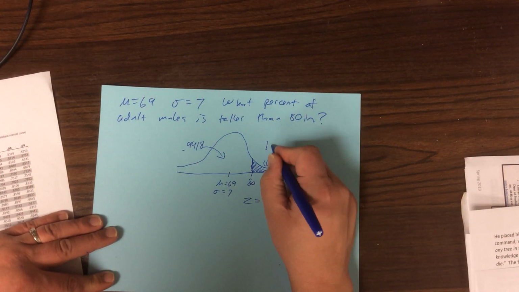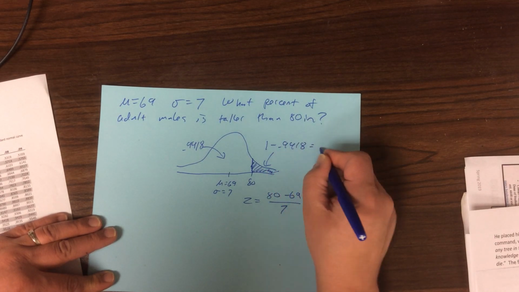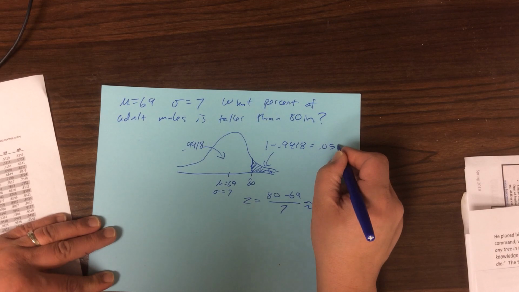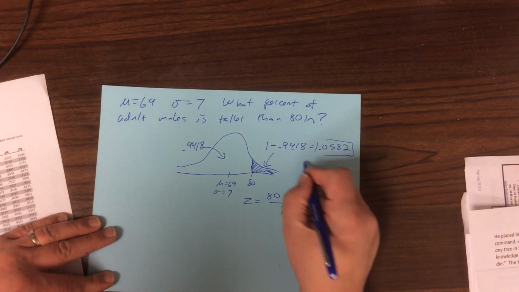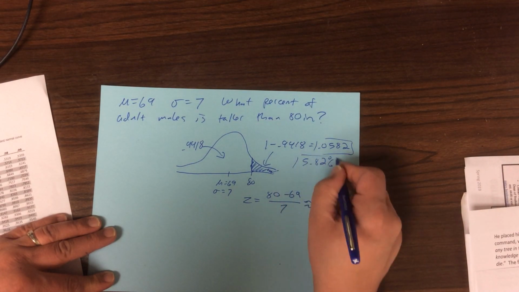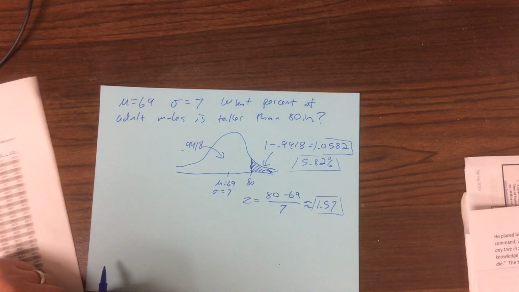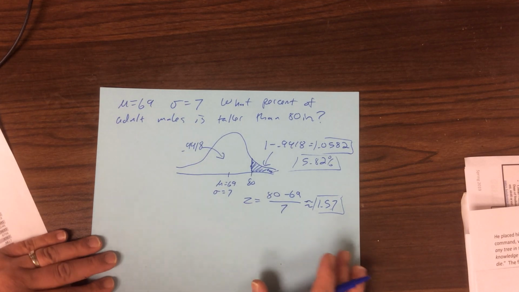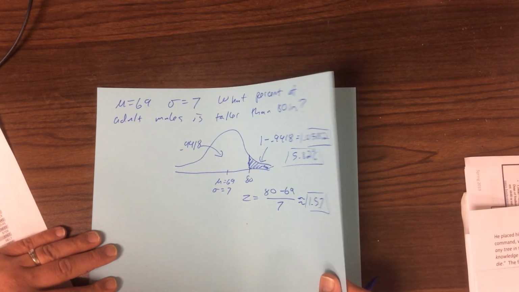So to get the area above, I do 1 minus that, which is 0.0582. Okay, and so what percent of adult males lies above 80 inches? My final answer would be 5.82%. Okay. So you can use this then to solve application problems, just like this.